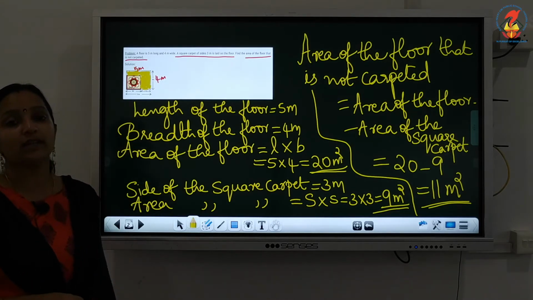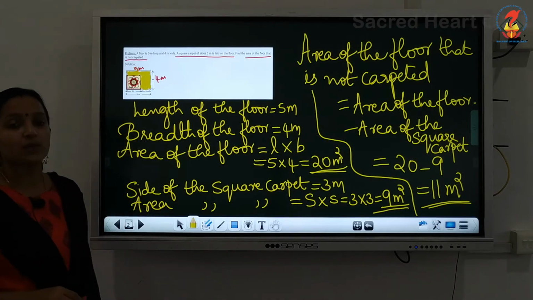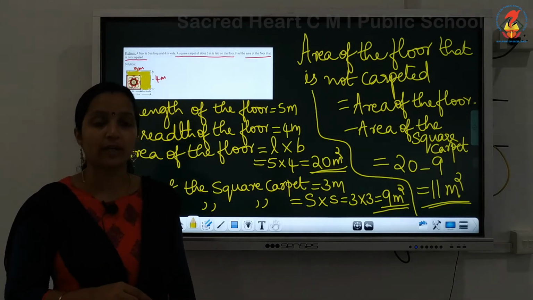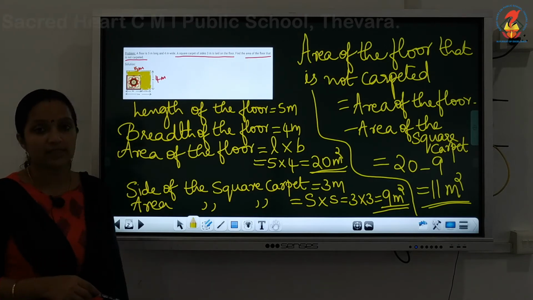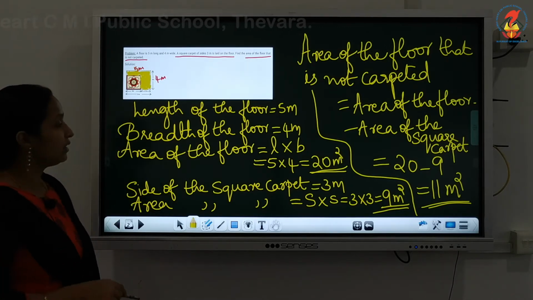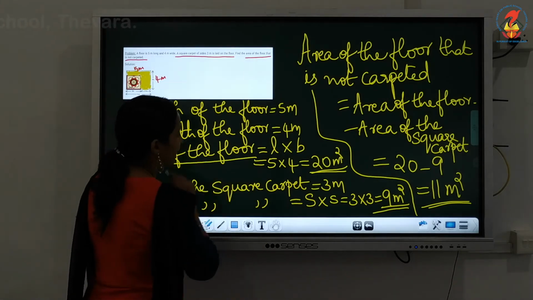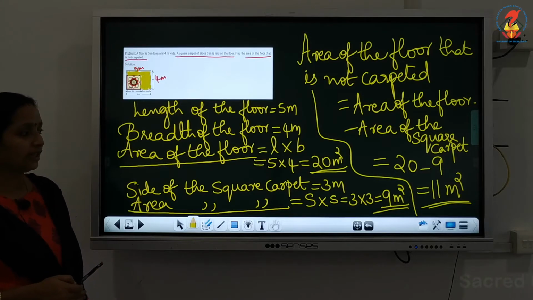We have to find the area of the floor that is not carpeted. That means here the shaded portion. So how will we find it? If you know the area of the floor and the area of the square carpet and you do the subtraction, you will get the area of the floor that is not carpeted. Before that, first we have to find the area of the floor, then the area of the square carpet. Just do the subtraction, you will get the remaining part area. That means you will get the area of the floor that is not carpeted. I hope this answer is clear for everyone.